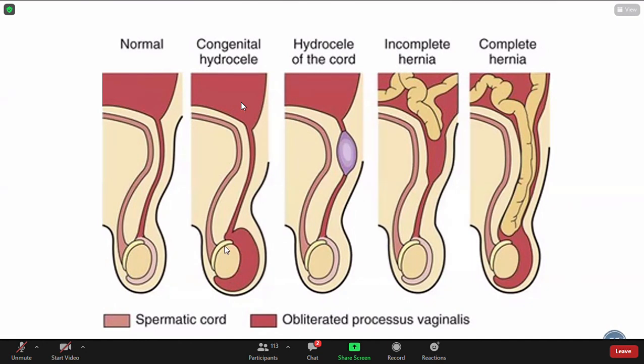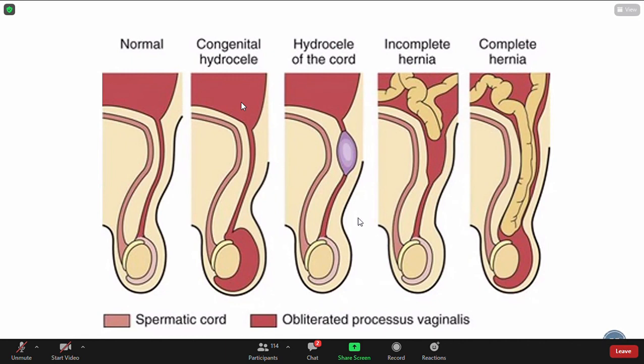And sometimes the defect in the processus vaginalis, the space, is large enough to permit bowel to go through. Sometimes it is not only fluid. The space is large enough to permit bowel to go through, whether incompletely or completely. This is known as your inguinal hernia, a complete inguinal hernia. So that is the problem. If the processus vaginalis becomes patent, it could lead to seepage of fluid or exit of bowel into this area.